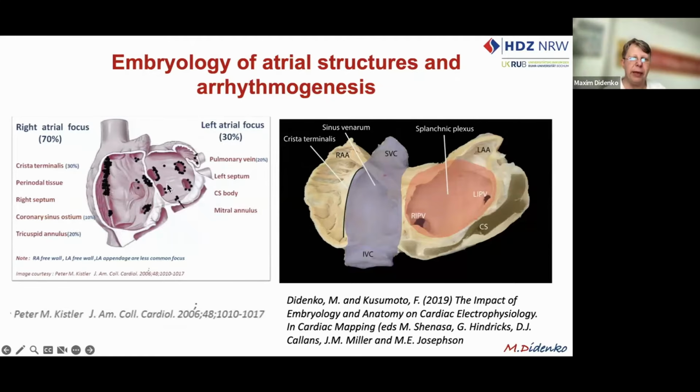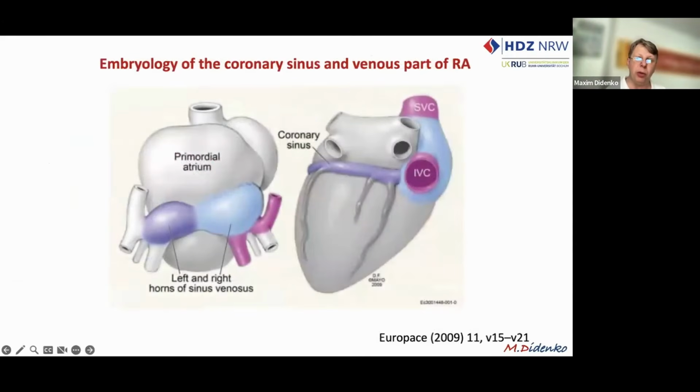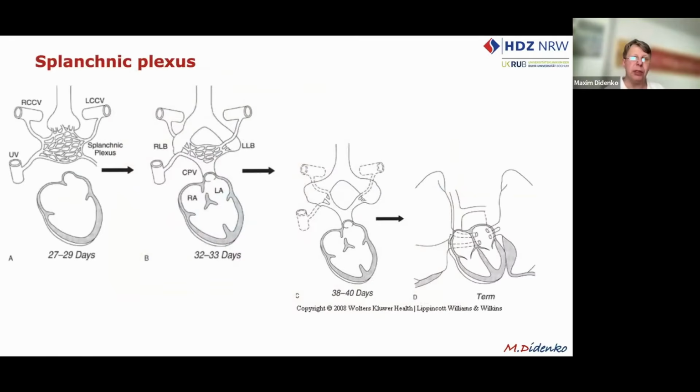In the left atrium, the same: the posterior wall and the pulmonary veins. This is also a connection of two different embryological tissues, the primitive left atrium and the splanchnic plexus. So this is the posterior wall or venous part, the sinus venarum, and where the crista terminalis is a connection with the primitive right atrium. The same for the splanchnic plexus. The splanchnic plexus forms the lungs and the pulmonary veins. That's why the anatomy of the pulmonary veins really depends on the lung anatomy.